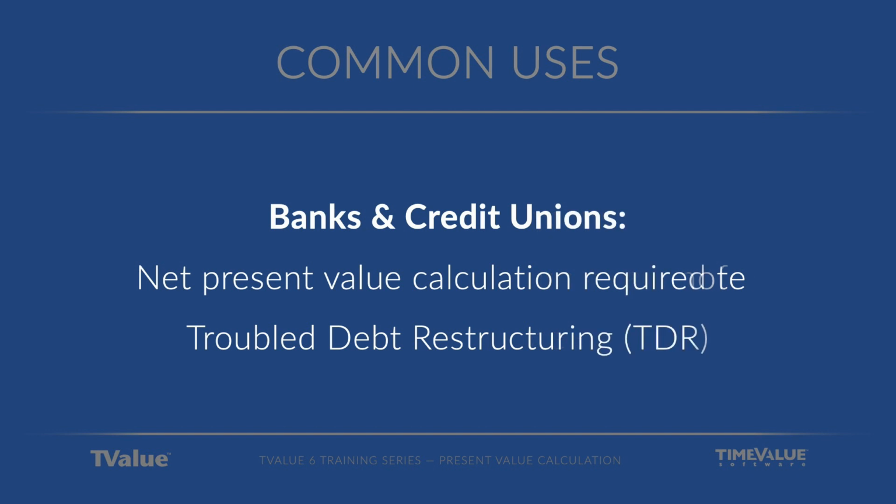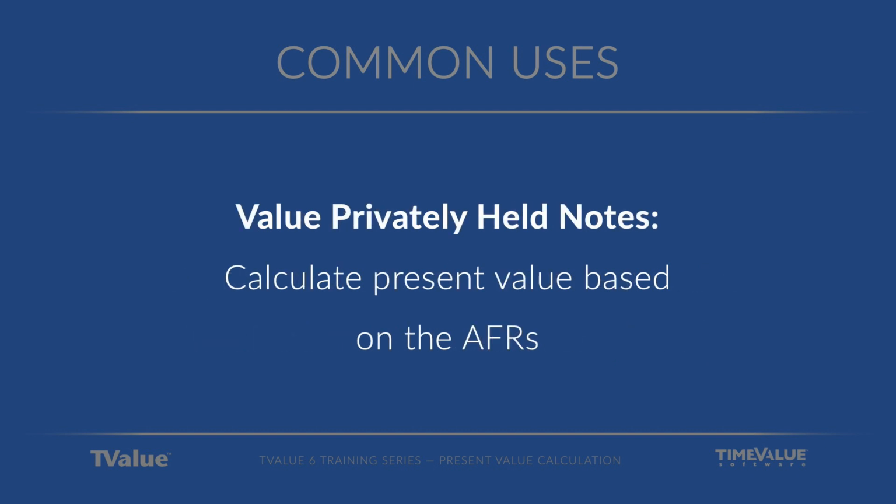For banks and credit unions, they require a net present value calculation for troubled debt restructuring to determine the allowance amount. And to value privately held notes, you can calculate the present value based upon the AFRs.